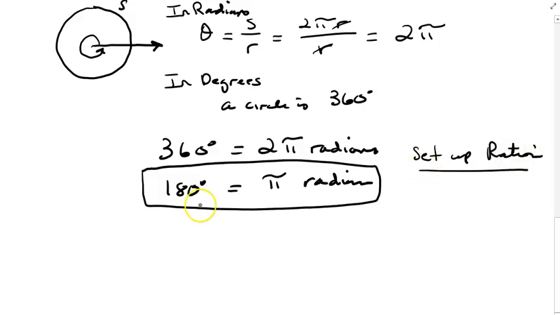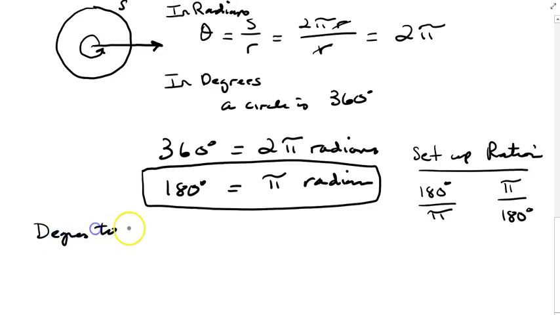Right? If 180 degrees equals pi radians, well, that means that 180 degrees divided by pi is the same as pi divided by 180. And essentially, the relationship will help us convert. Now, which of those you use depends on the conversion you're doing. So let's start with converting degrees to radians.